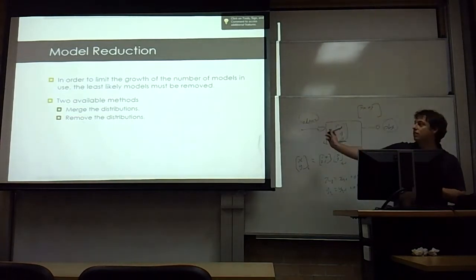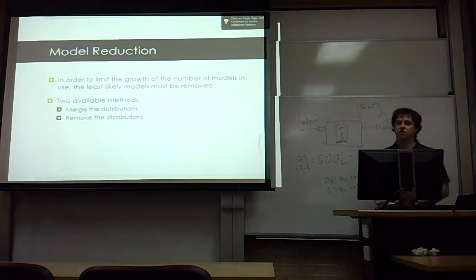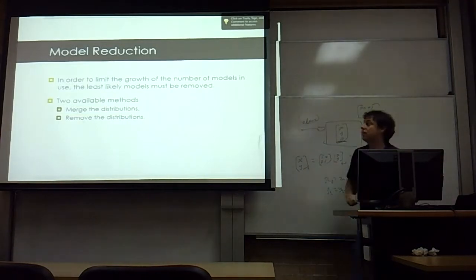That would be cool. So in order to limit the growth, we need to figure out some way to get rid of ones that are useless, because you end up with lots of ones that are really, really low probability. How many do we normally have? About 8 of them, it keeps between frames.